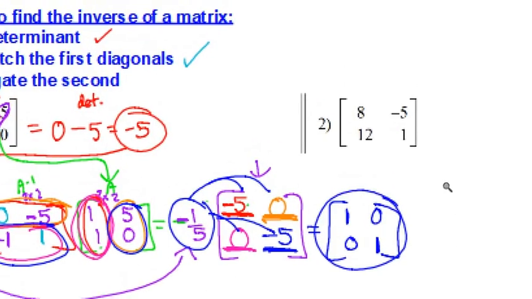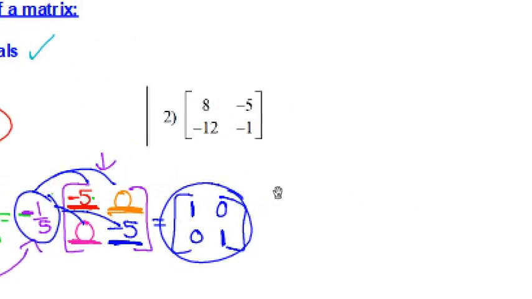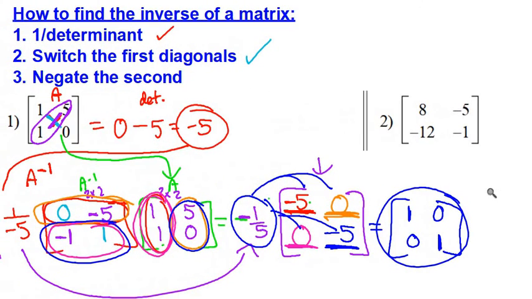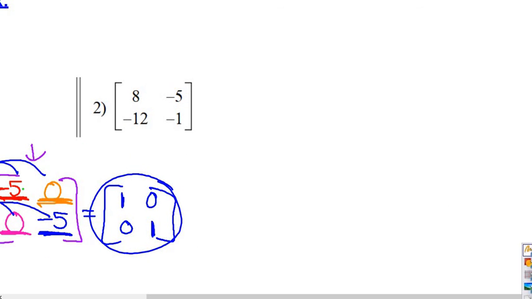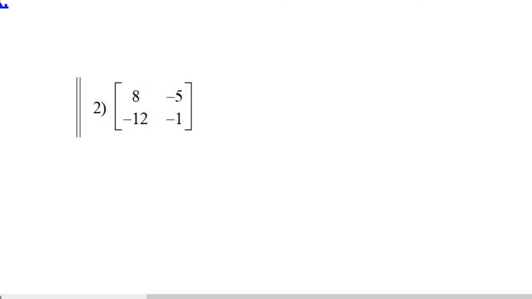Okay, so let's go through our steps again. Remember, I know it's about to scroll off the page, but you can kind of screenshot that if you want to see what those 3 steps are. It's going to be 1 over the determinant, switch the first, and negate the second. So let's do that right now. So 1 over the determinant. First thing obviously would be to find the determinant.